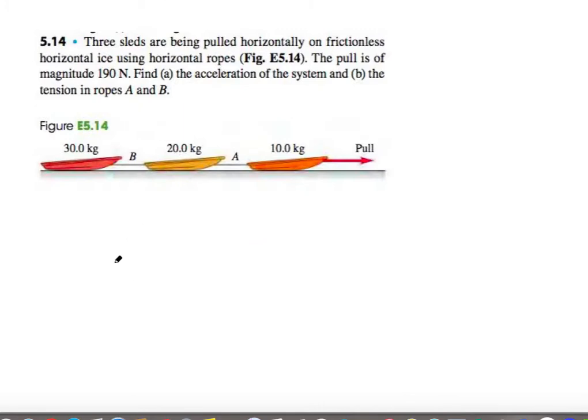So question 5.14 has three different sleds of different masses that are being pulled across the horizontal ice. So ice here, or actually frictionless, is telling us that there's no friction. And the pull is a magnitude of 190 newtons. So A says find the acceleration of the system. Well, for A, the net force is going to be pulling on the total mass for some acceleration. And the acceleration for all three has to be equal to the same thing. So my acceleration is just going to be that net force divided by the total mass.